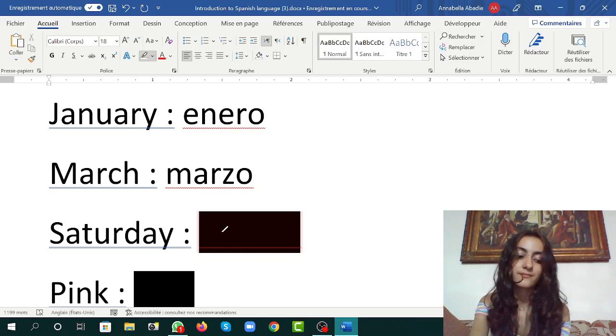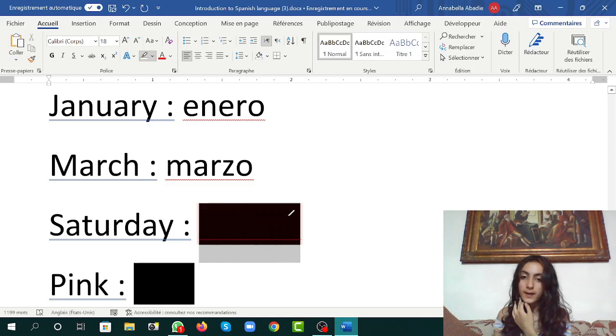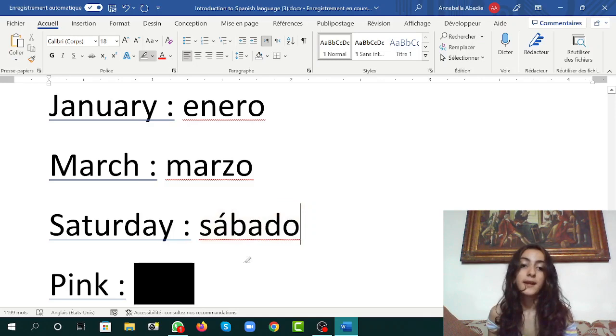Five seconds left. Three, two, one, time's up. So here, Saturday in Spanish is sábado, sábado. The next word is pink. 15 seconds, start.